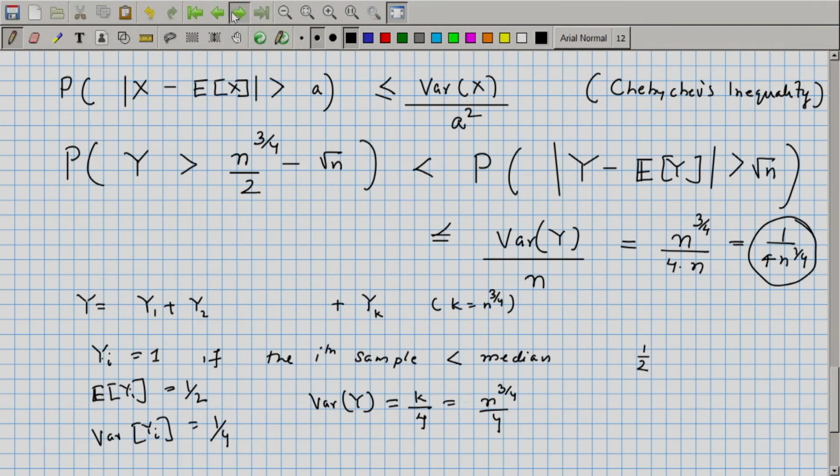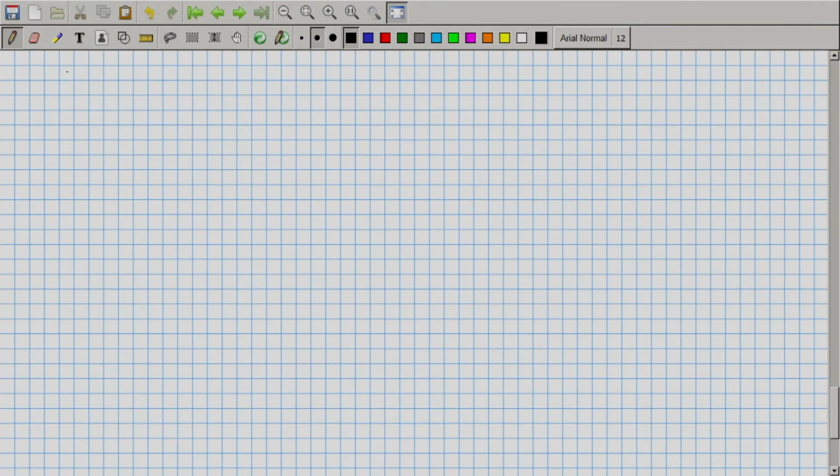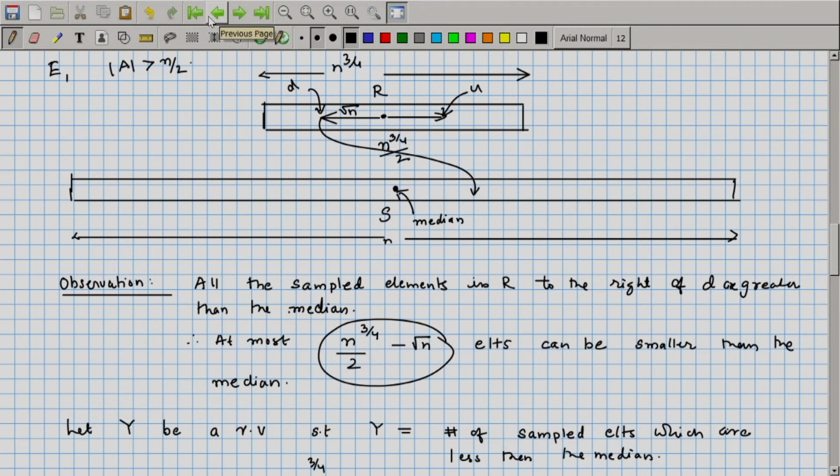Similarly, E2 will also happen with, so the probability of E2 will also be less than n raised to minus 1 by 4 by 4. Okay. So, in that the analysis will be slightly different.